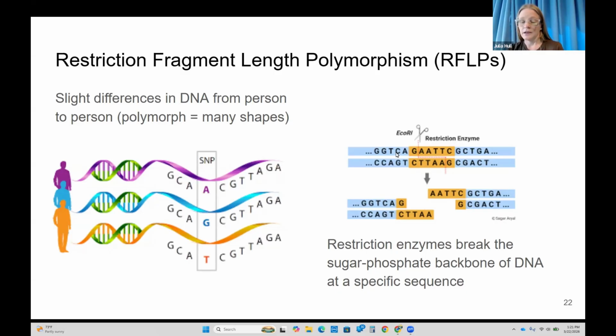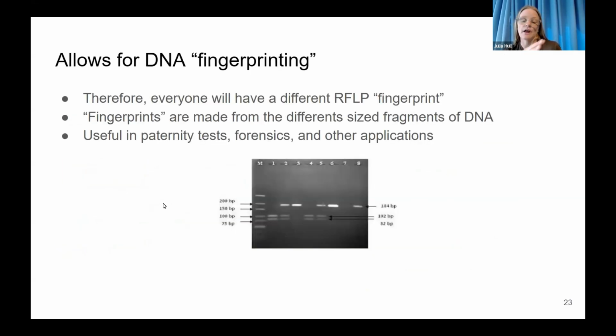If we have individuals that have SNPs, these little mutations, we're going to get a bunch of different size fragments. Everyone's going to have a different combination of those SNPs, and that's how we can get this fingerprinting. So again, in the in-person lab where we do the gel electrophoresis, the suspect should give us the same DNA fingerprint as the crime scene.